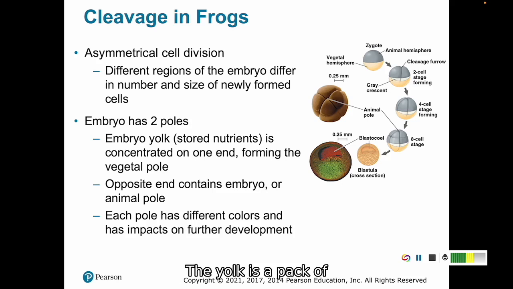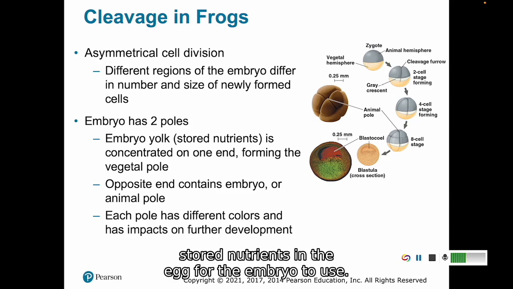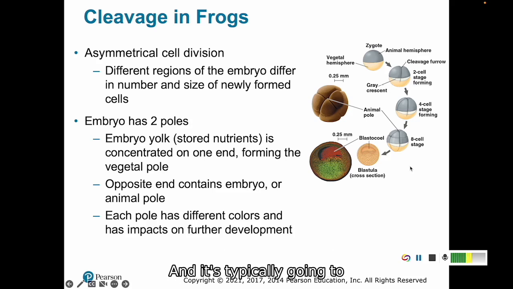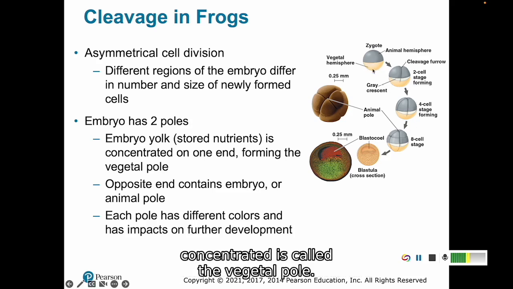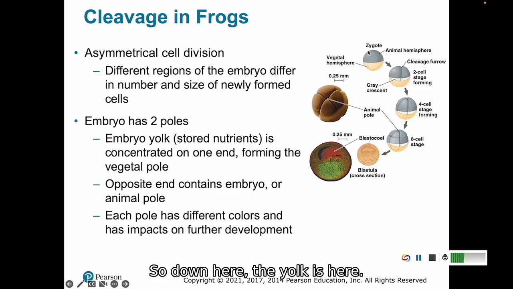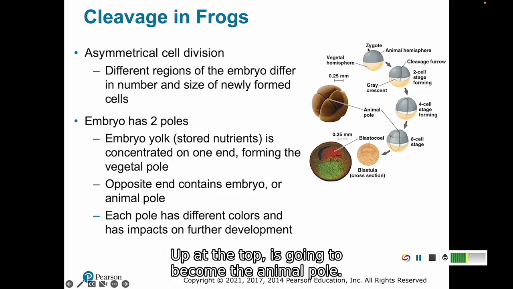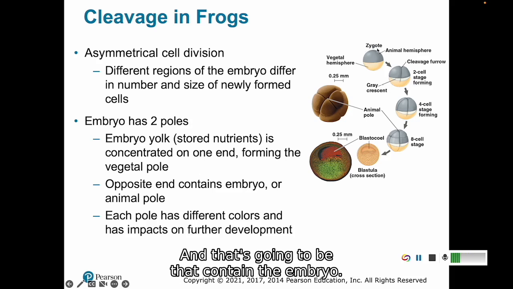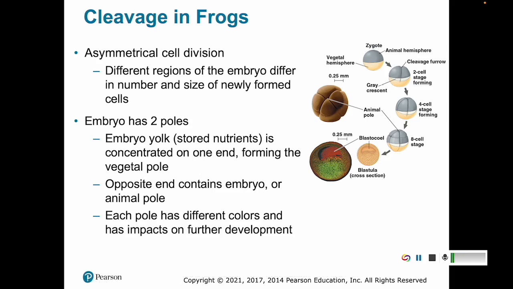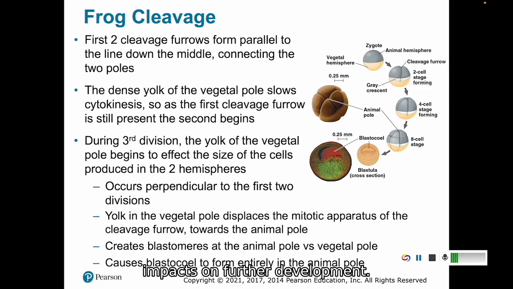So the yolk is a pack of stored nutrients in the egg for the embryo to use. And it's typically going to be concentrated towards one end. Wherever the yolk is concentrated is called the vegetal pole. So down here, the yolk is here. Up at the top is going to become the animal pole, and that's going to contain the embryo. So each pole has different colors and has impacts on further development.